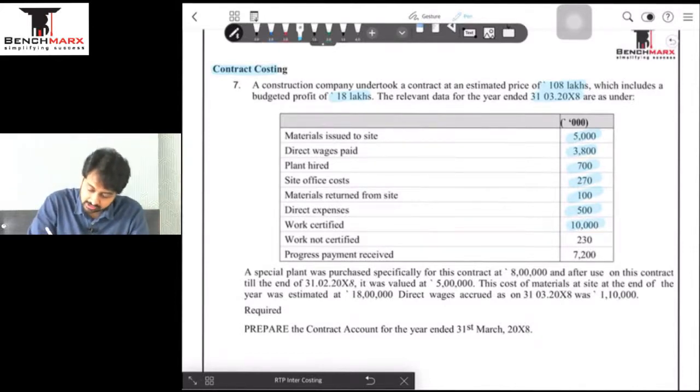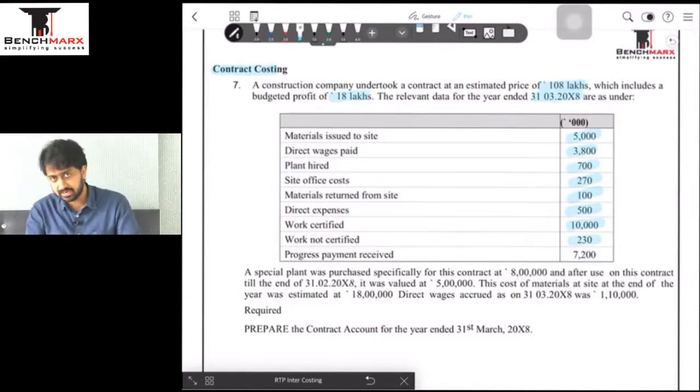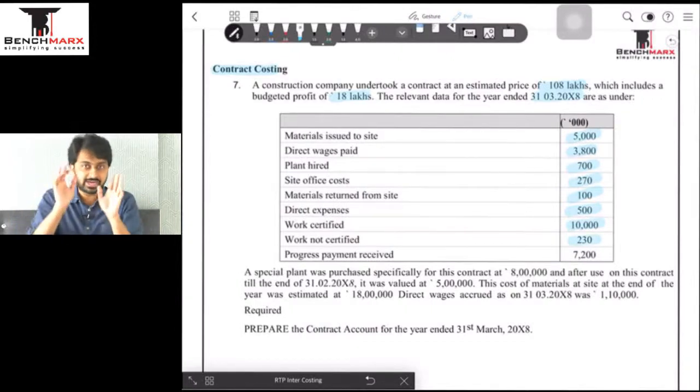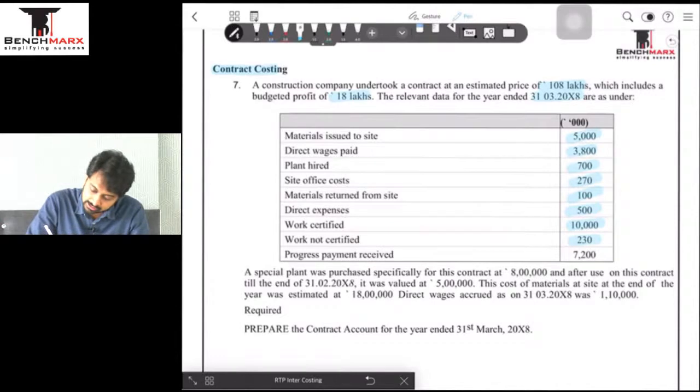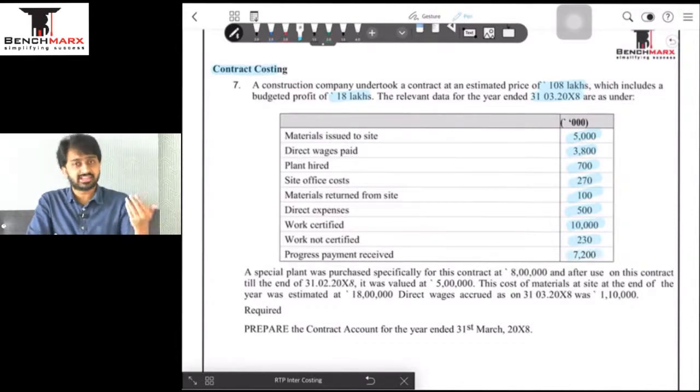Then work not certified, this is work done but not certified. In my example, अपना अगर 4th floor ready है बनके, लेकिन the surveyor told 30% ready and for some reason he has not certified the 4th floor, which means cost of work done not certified will come at cost, and we'll assume that this 230 is at cost. Payment received, this is nothing but the cash received. The entry for this is cash bank debit because cash is coming in, and this is the advance coming from the contractee. We are the contractors, so cash account debit to contractee, and contractee becomes our liability because ये उसने advance दिया है.